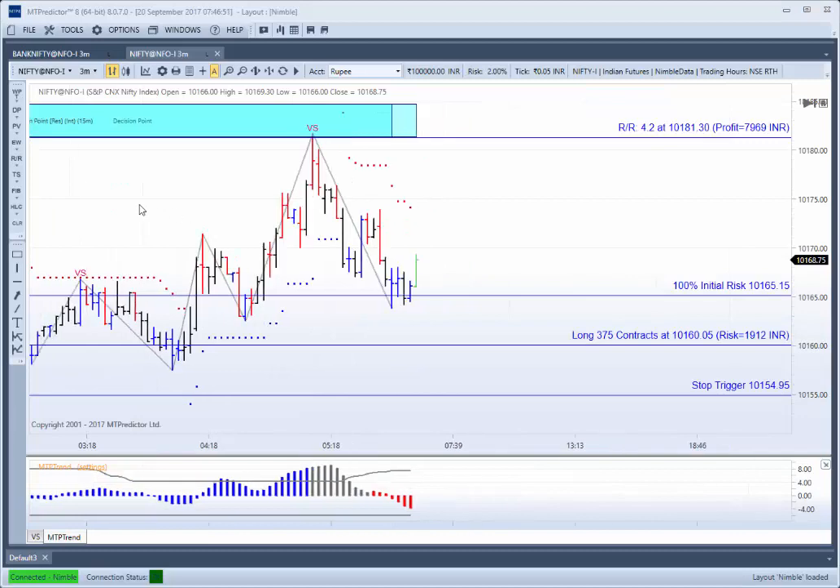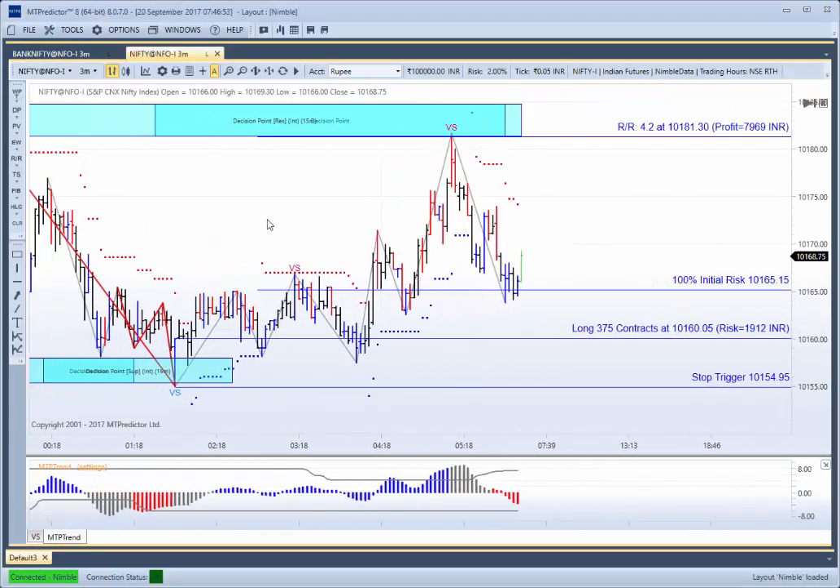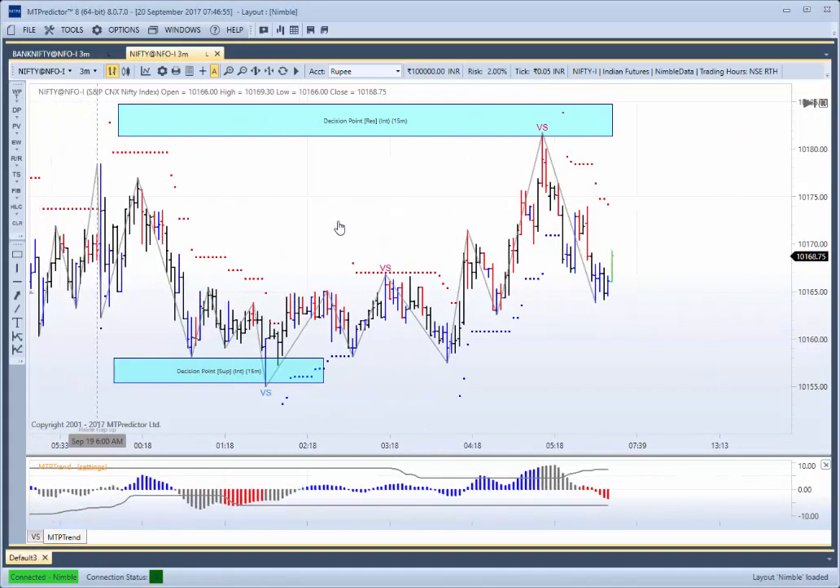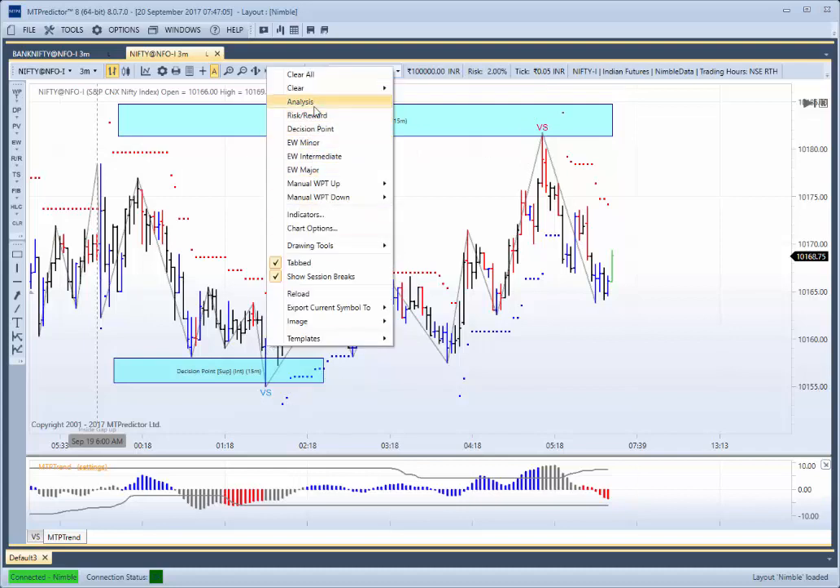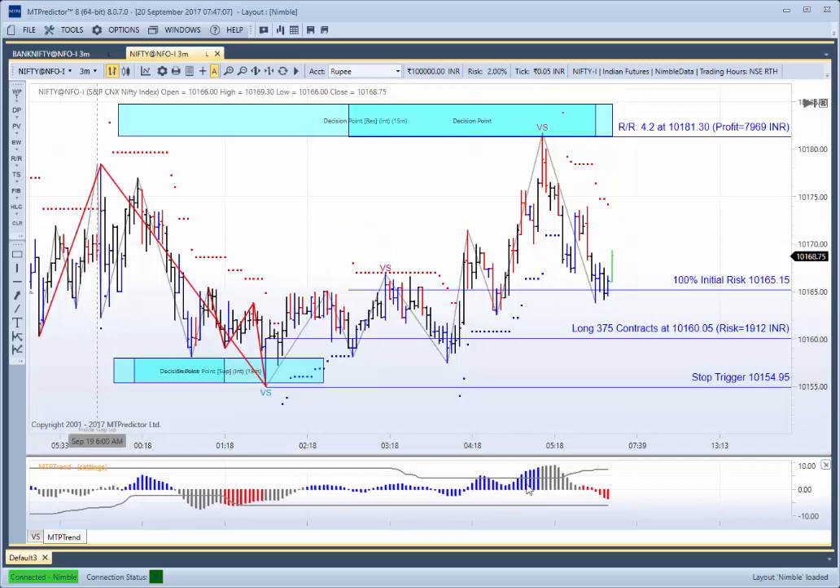Just zoom out a bit. Let's just clear everything off. As you can see, this target area here, or this high, came in at higher time frame resistance. So in other words, when we place our analysis back on, although the MTP trend was strong, because we were at higher time frame resistance in this case, it made sense to try and lock in this 4.2R profit, particularly as you're getting towards the end of the day anyway.